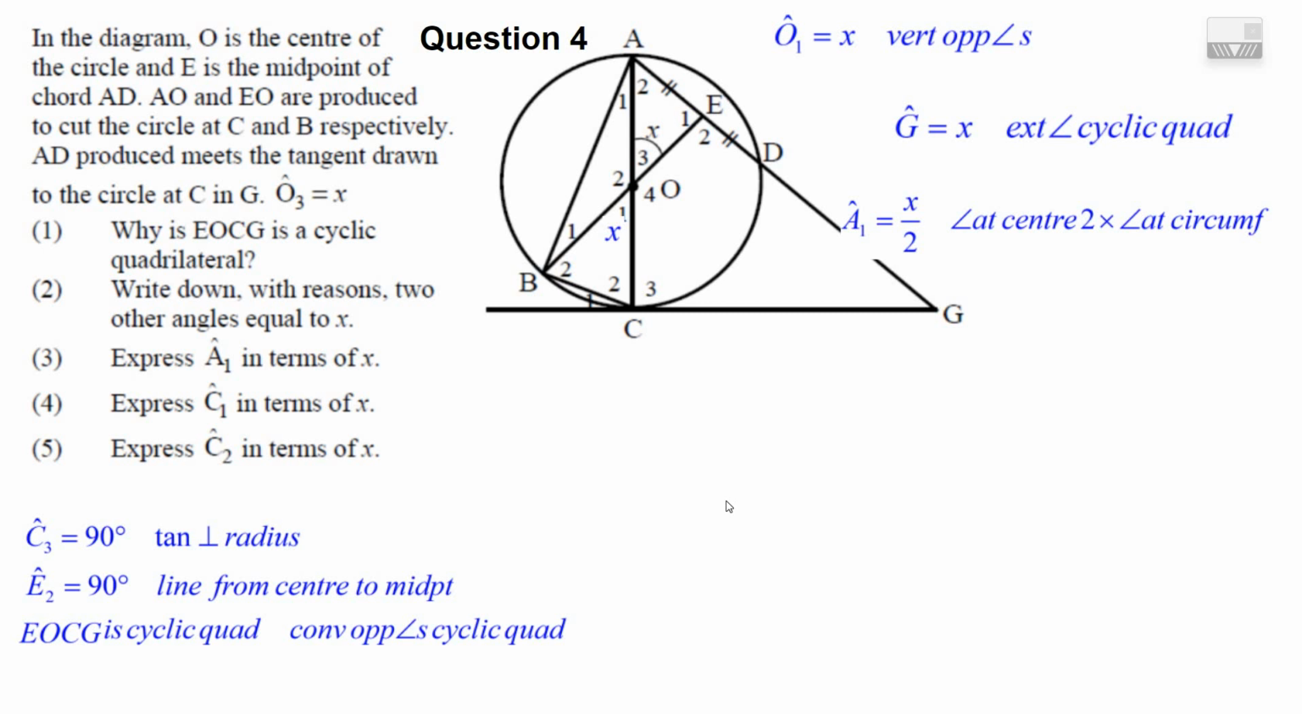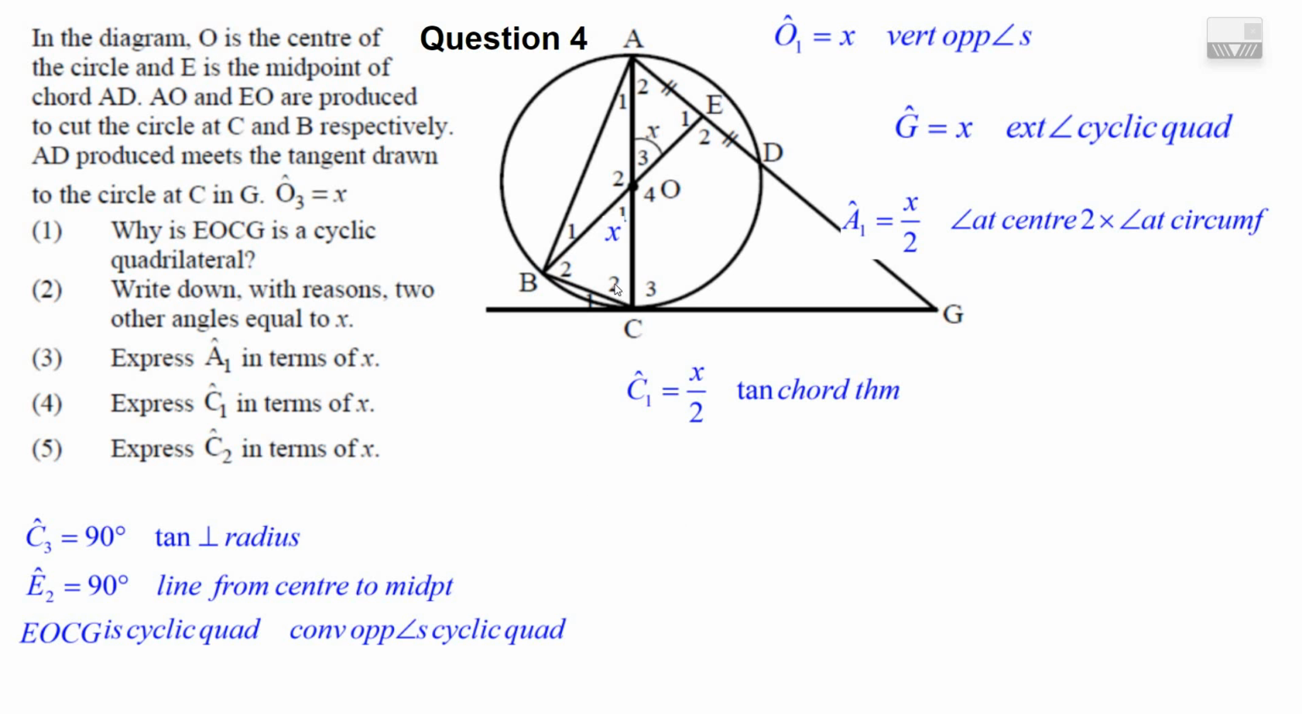Now, how could we figure out what C1 is? Well, if we've got A1 is X over 2, that's a tangent. C1 is an angle between the tangent and the chord. It's got to equal A1. So C1 must be X over 2, the tan chord theorem. Well, we're almost finished here because all we've got to do now is C2.